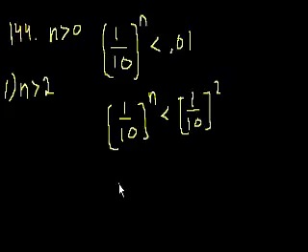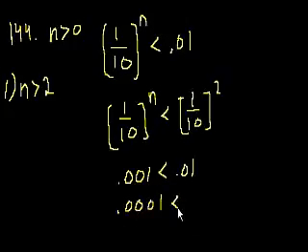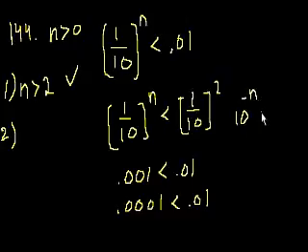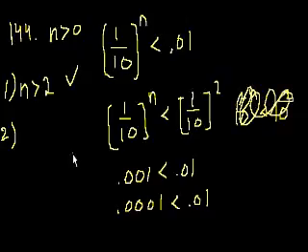So what's 1/10 to the third power? It's 0.001. And that's definitely less than 0.01. What's 1/10 to the fourth power? That's 0.0001. And that's definitely less than 0.01. So this statement alone is sufficient to answer the question. Statement 2. Another way you could view this is this inequality could be written as 10 to the minus n is less than 10 squared. And then this is only going to happen if minus. No, actually, that's not a good way to go about it. I think the way I explained it the first time is probably the better way.